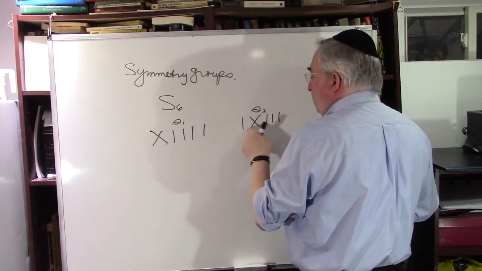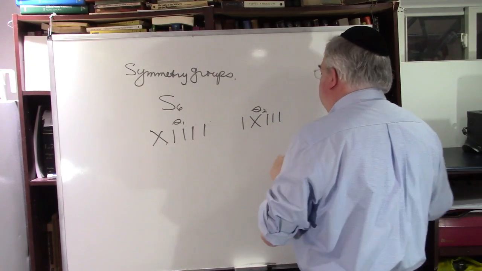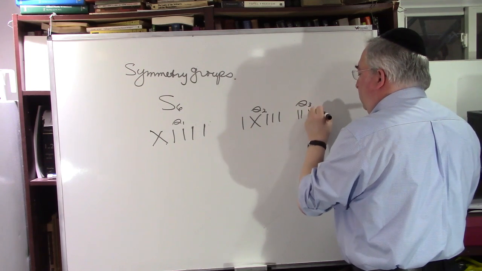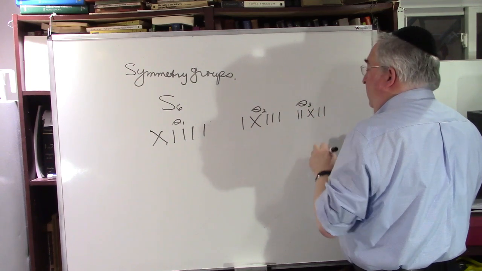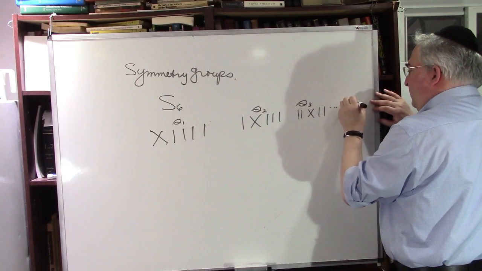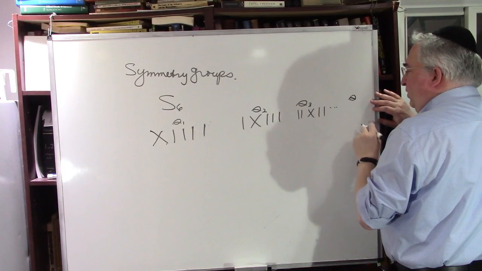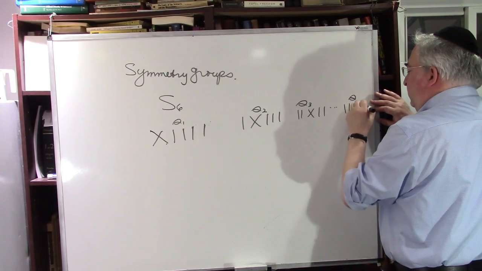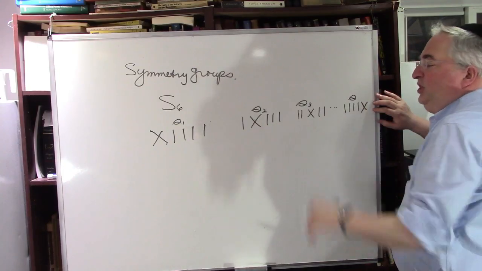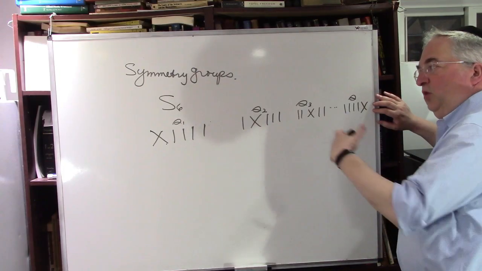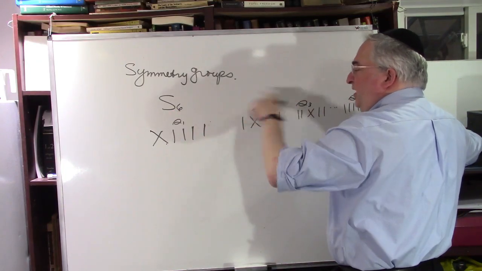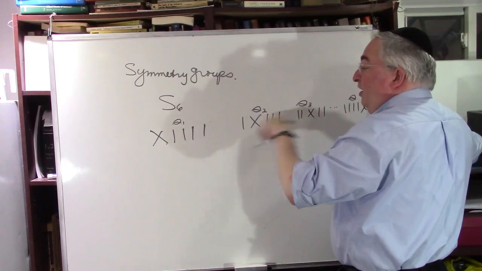1, 2, 3, 4, 5, 6. Okay. There's another element, S3, which is... The last element, maybe we'll call it Sn or Sn minus 1, I don't remember, is... Okay, so these generate all of S6. In other words, every element of S6 can be written as a composition of these little things.